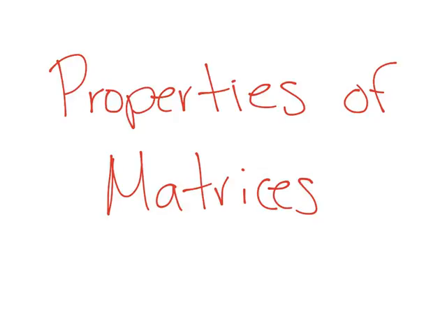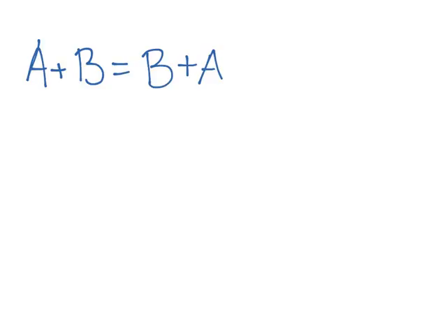Now let's see some properties of matrices. So our first property is that A plus B is equal to B plus A. This is kind of straightforward because, as I told you before, if you add two matrices, you just add their entries, like so.